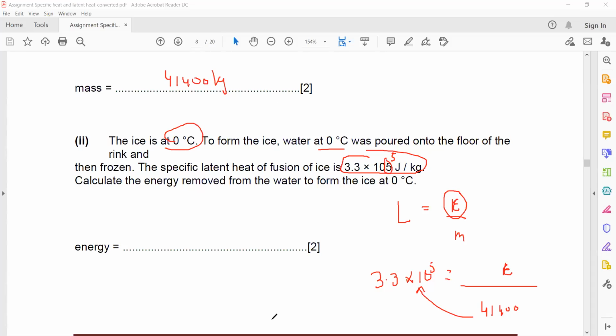In terms of exponent, you should represent this answer. 1.3 exponent 10. Always write your answer in 3 significant figures, not 2, for big answers. So 3 significant figures. Is it clear? When you solve 41,400 multiplied by latent heat, you will get the answer.